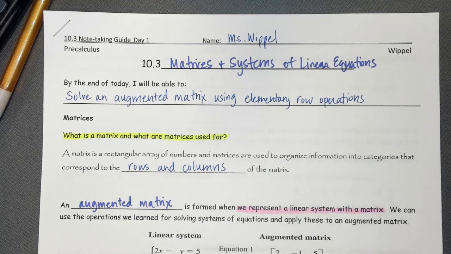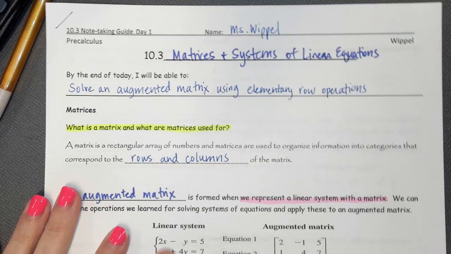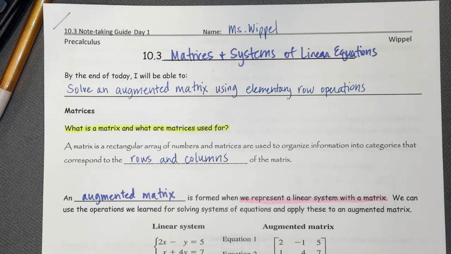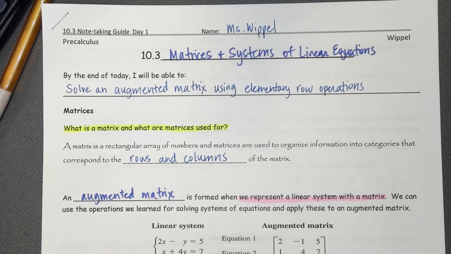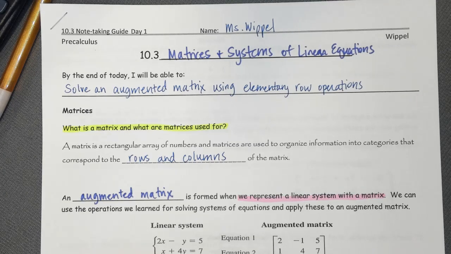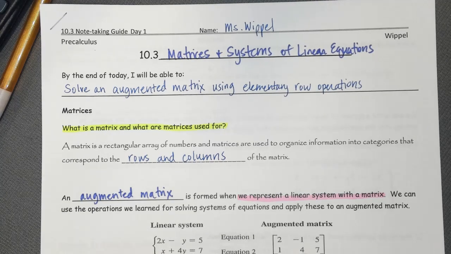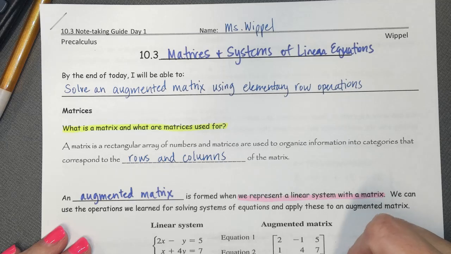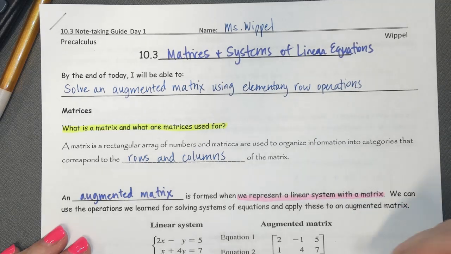So here's a linear system, 2x minus y equals 5. The first column is going to represent the coefficient of x. This is the coefficient of y, and this is the constant term. And then same thing here. The coefficient of x is 1, and then you have the 4, which is the coefficient of y, and then your constant term. So it's x, y, and then the last column is the constant.